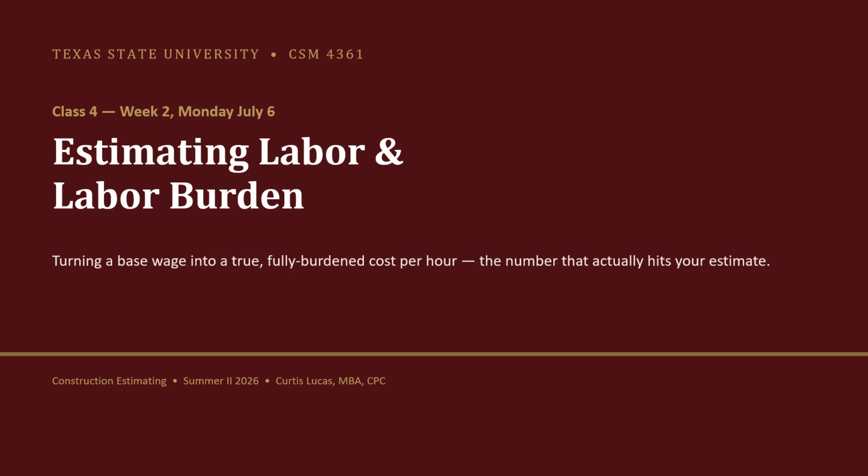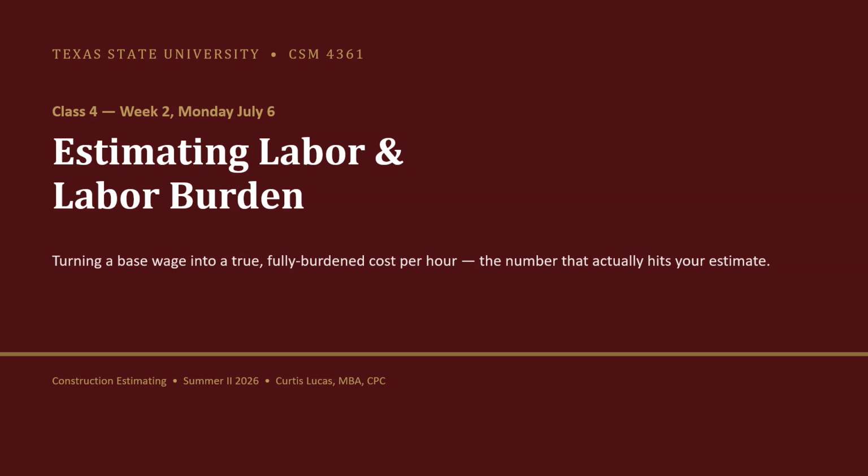Today is class 4, and today we cross the most important line in this course, the line between measuring work and pricing work. Read the subtitle with me. Turning a base wage into a true, fully burdened cost per hour, the number that actually hits your estimate. That word "actually" is doing a lot of work in that sentence.